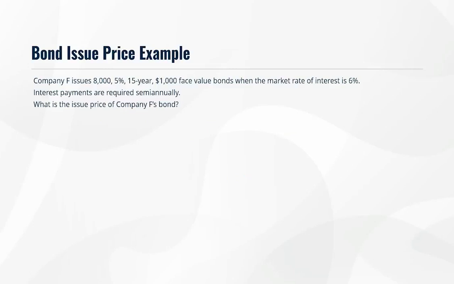When I look at this question, I have no idea whether it's a premium or discount. So the first thing I'm going to do is read through the question and determine what situation I have. Company F issues 8,000 5% 15-year $1,000 face value bonds. 5% is the stated rate on the bond. The market rate of interest is 6%. So comparing those two, I now know that this is a bond that's going to be issued at a discount. We will receive less than the face value. The question's asking us, what is the issue price?